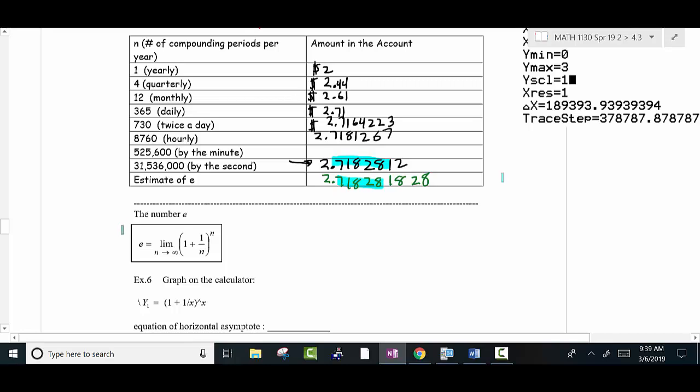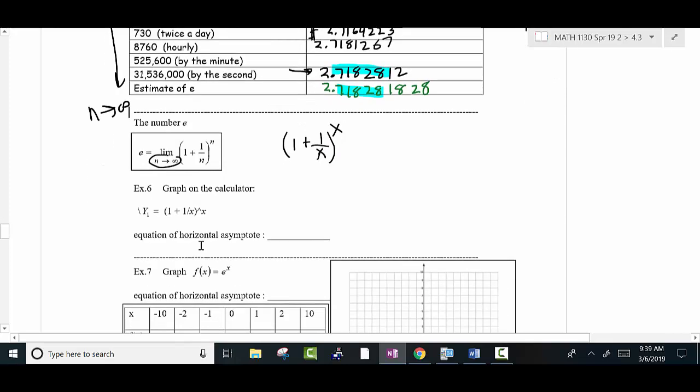Well, the number E is defined to be this. That's what you put in your calculator, by the way: you did 1 plus 1 over x, to the x power. That's the mathematical definition of E. It just means as n gets bigger and bigger, so n is going to infinity, then that goes to E. So that's a limit that you'll talk about in a calculus class.